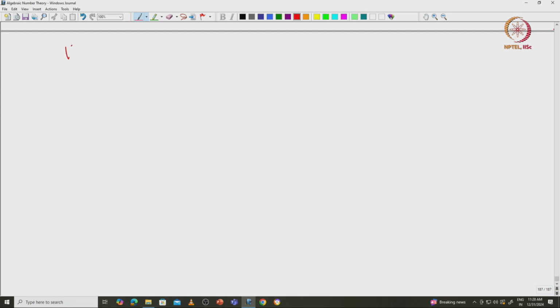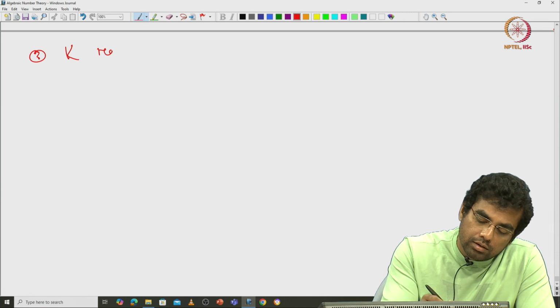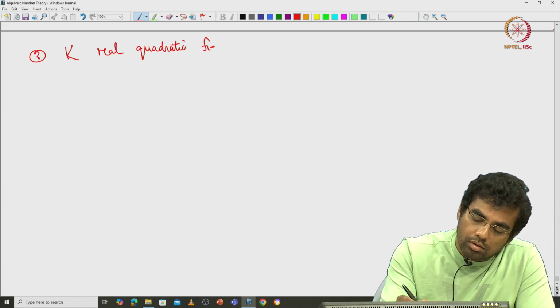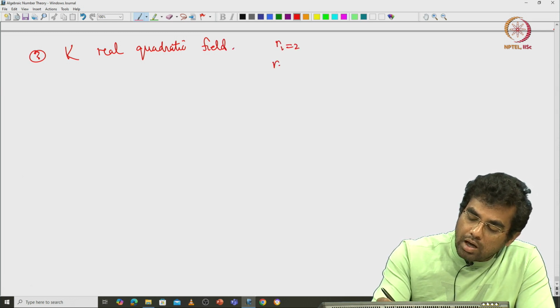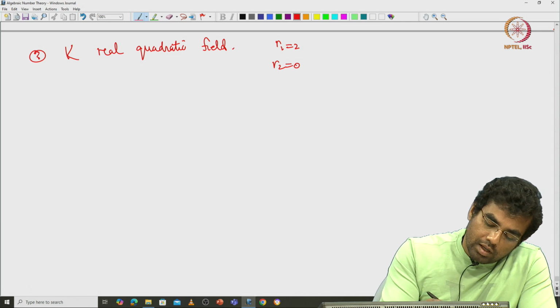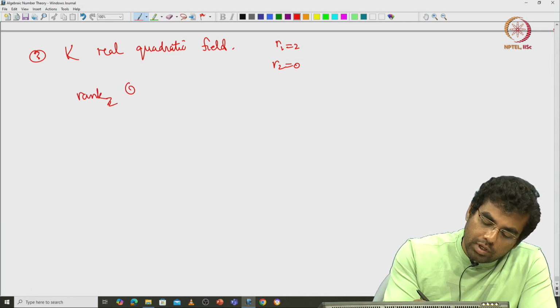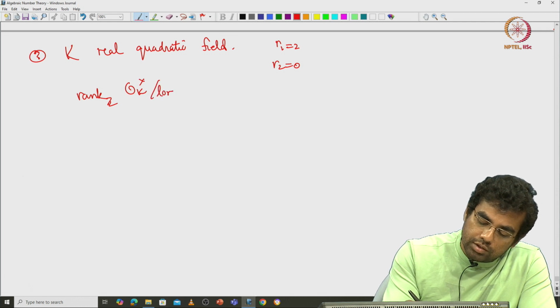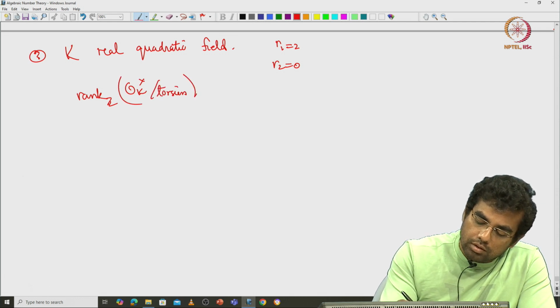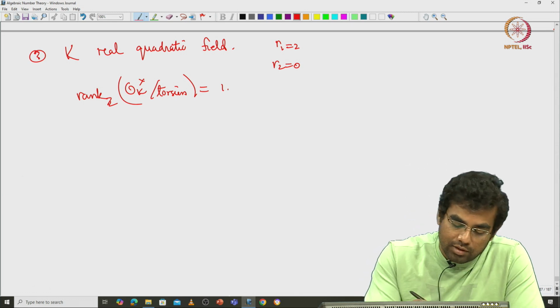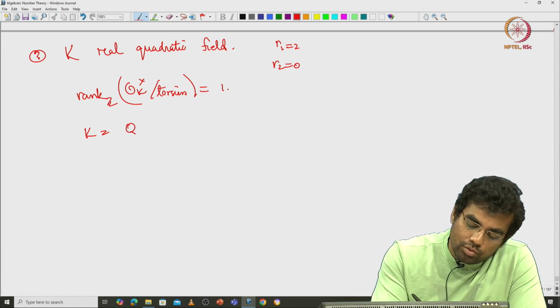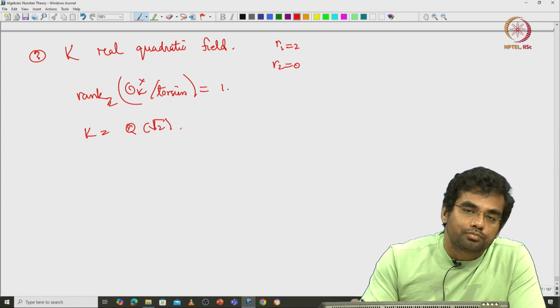Already, if K is a real quadratic field, then r1 is 2 and r2 is 0, and so the rank of O_K cross modulo its torsion is equal to 1. So already O_K cross is an infinite group. Let us look at Q(square root of 2).